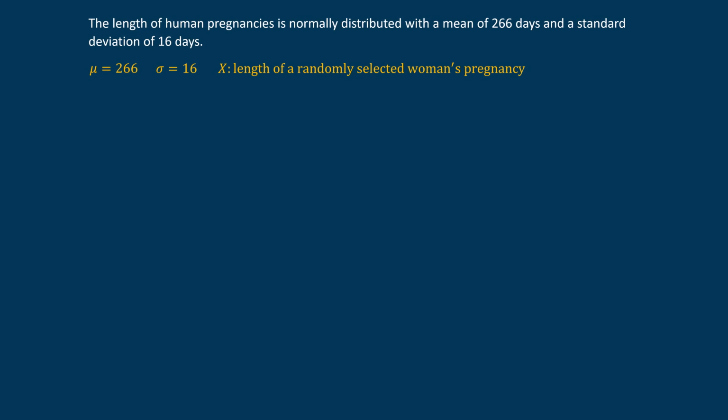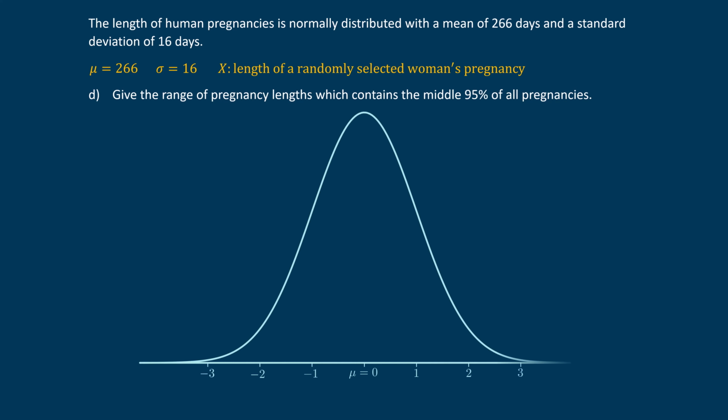For the last question, we want to find the range of pregnancy lengths which contains the middle 95% of all pregnancies. In this case, we start by graphing the standard normal distribution and shade the middle 95%. Unlike the first three questions where we're asked to find probabilities or areas under the curve, here we're given the area under the curve and our job is to find z-scores first. So now we're doing the reverse process.